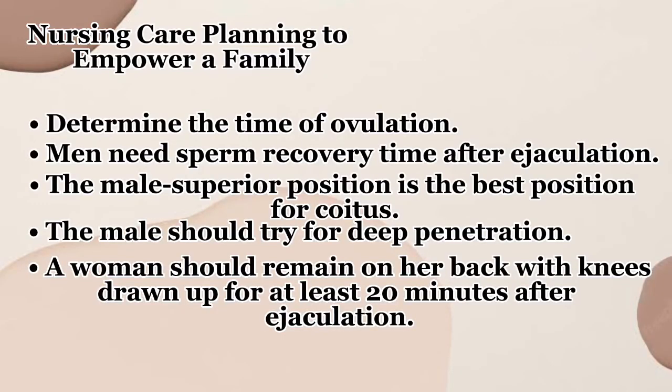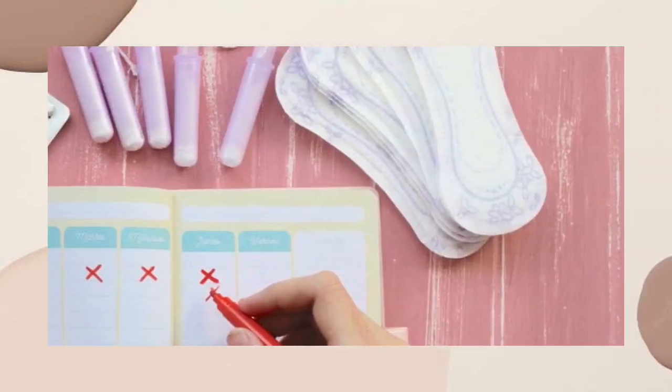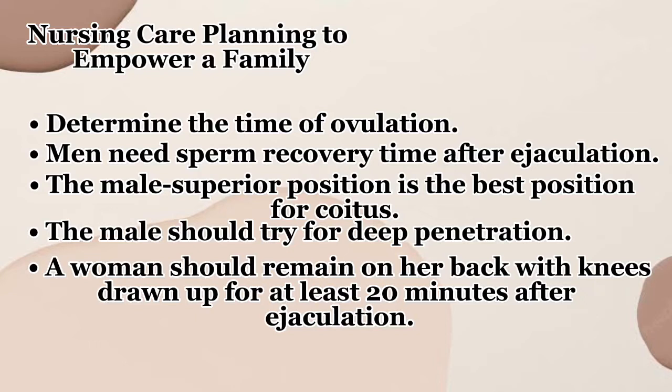Next is men need sperm recovery time after ejaculation. It is to maintain an adequate sperm count. This is why coitus every other day rather than every day during the fertile period will probably yield faster results. The male superior position is the best position for coitus to achieve conception because it places the sperm closest to the cervical opening. The male superior position is also known as missionary position.